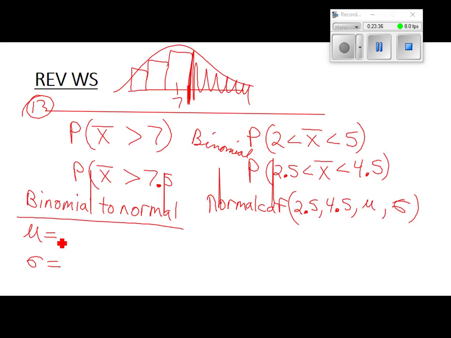Anybody remember what the mean is for a binomial? N times P. What's N stand for? Number of trials. P stands for the probability, so like 72% or whatever, 0.72. How do you find the standard deviation? Anybody remember that little formula? The square root of N times P times Q. How do you find Q? 1 minus P.